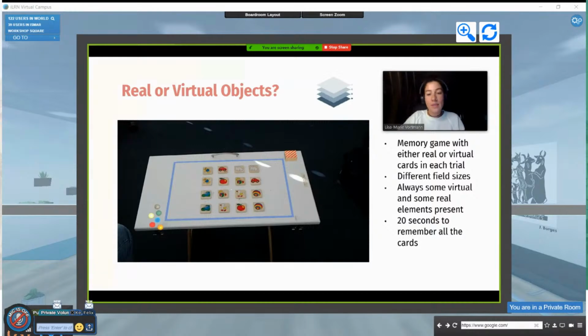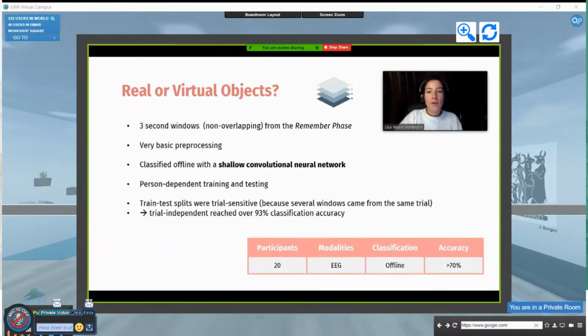They had 20 seconds to look at all the cards, remember them, and then after 20 seconds, the cards were turned over and they had to recall the pairs as in a normal memory game.